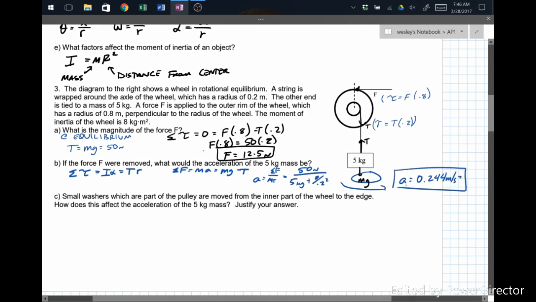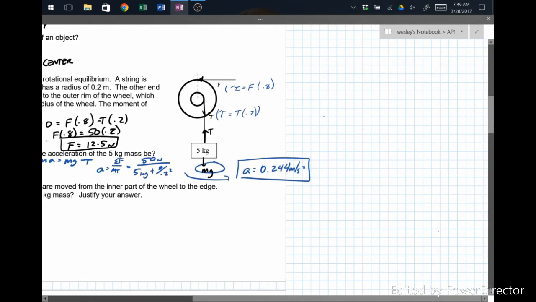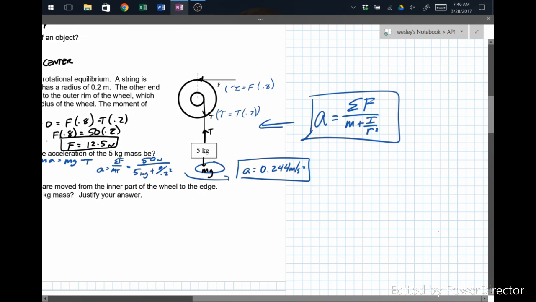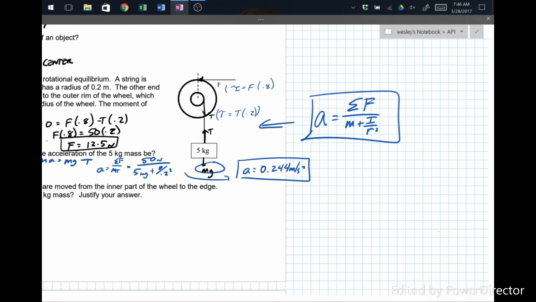If you want to see the long way, that's fine, but just note, I am okay for a coupled system, that's this, where we have more than one object, to say that the net force on the system divided by the linear mass plus the rotational mass divided by r squared, that's okay to jump to. I am just fine with that. There's nothing wrong with that. We just have to make sure we identify what's going on.